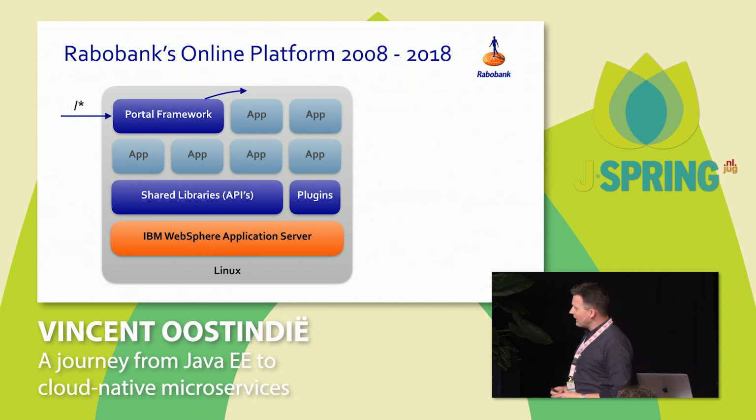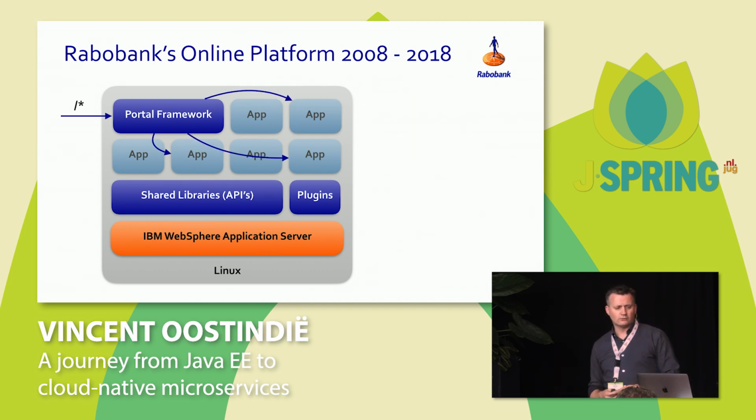Well, how it works: all traffic that's coming in goes to our own portal framework. Basically, it's /*, every request goes there. And depending on what's in the request, what's defined on the page that you want to see, the framework forwards the traffic to a separate app. Basically, this is your front controller pattern, what you would do in a Spring MVC app, except that it's extended to separate apps. And this allows us to deploy each and every app separately.